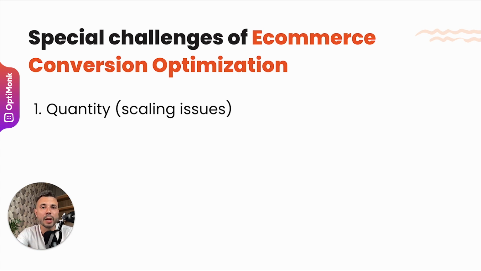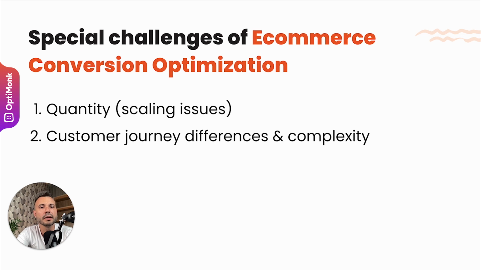Running meaningful A/B tests on hundreds or thousands of pages is a very different game than just optimizing one landing page or a few landing pages. The second is that there can be huge differences in the customer journey and the complexity of the sale, depending on what you sell. If you are selling low-priced gadgets or super expensive things like furniture, for example, the whole customer journey can be very, very different.